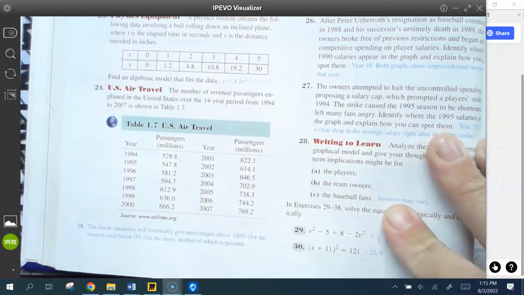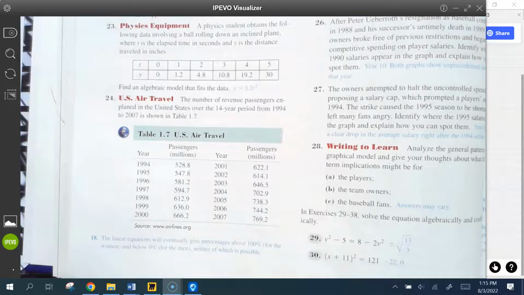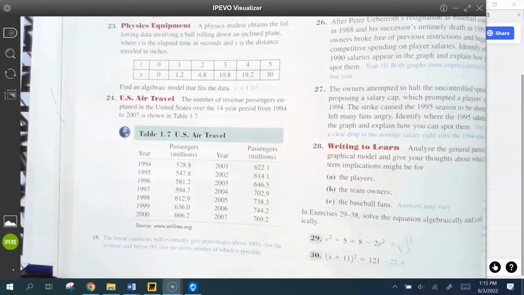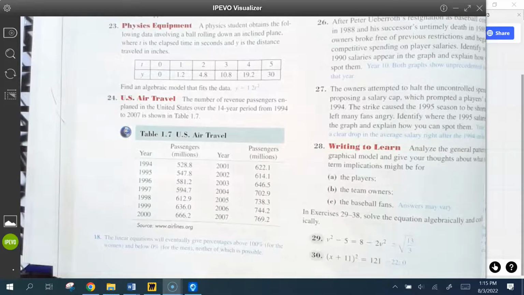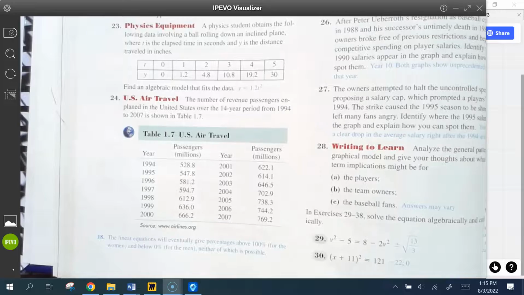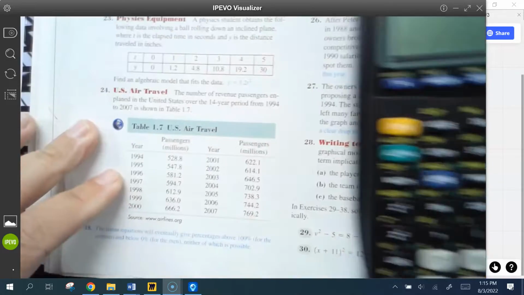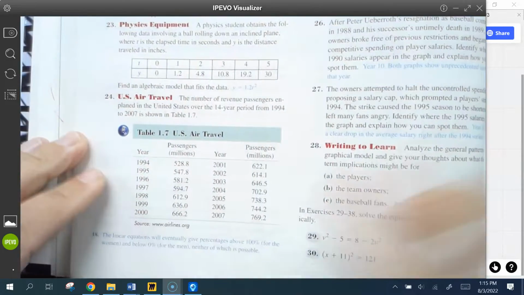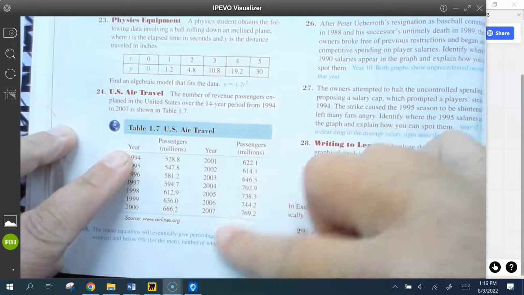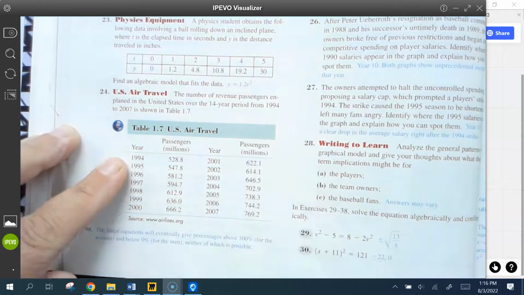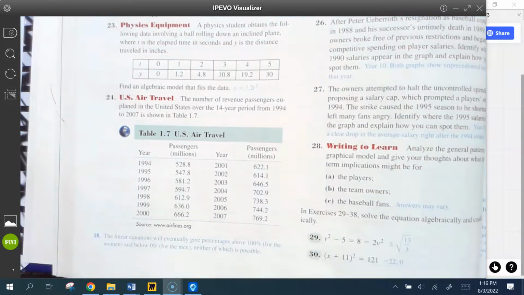All right, so 24 is exactly the same as what we just did. It says to form a scatter plot. So we're going to take out our trusty calculator yet again, and I'm going to enter all of this data. The difference is this is 2 columns of data, but it's the same stuff. It's just a continuation. So type it all in.